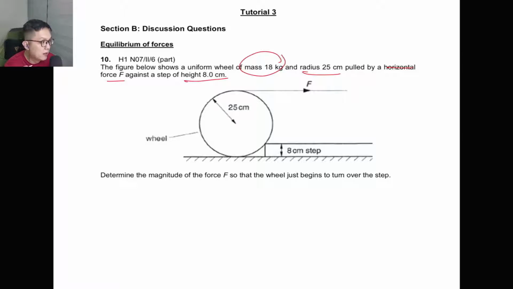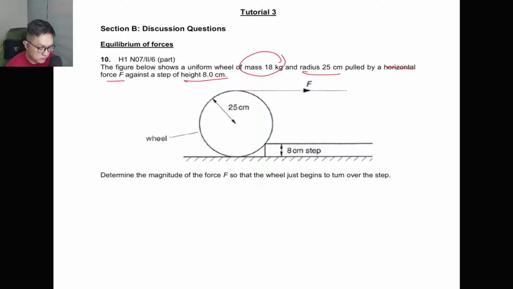of height 8 cm. Alright, so you have your step here, and the wheel is here, and then your pulling force is horizontally this way. Okay, we are supposed to calculate the magnitude of the force F such that the wheel just begins to turn over the step. Alright, so what we need to do is to complete the free body diagram first so it's clearer for us.